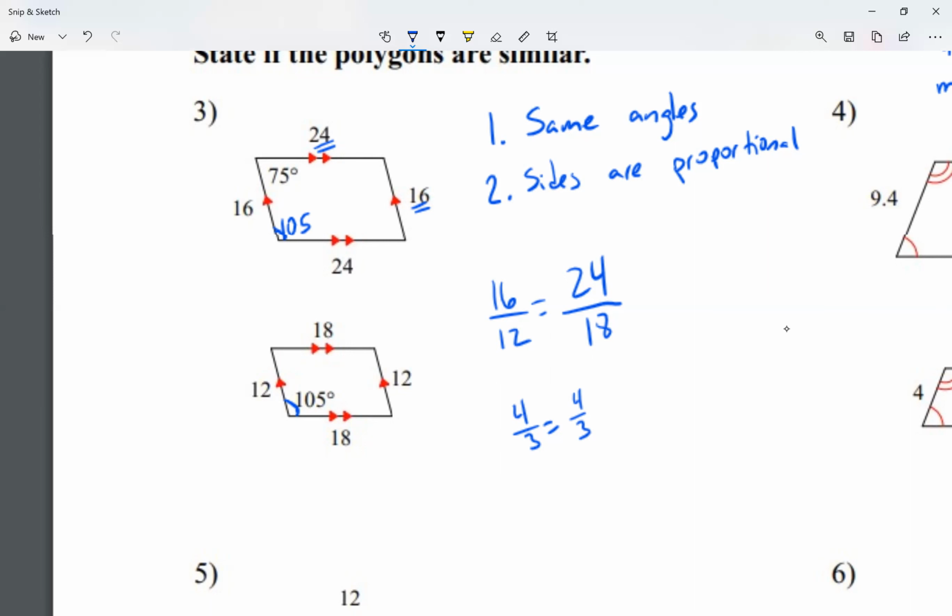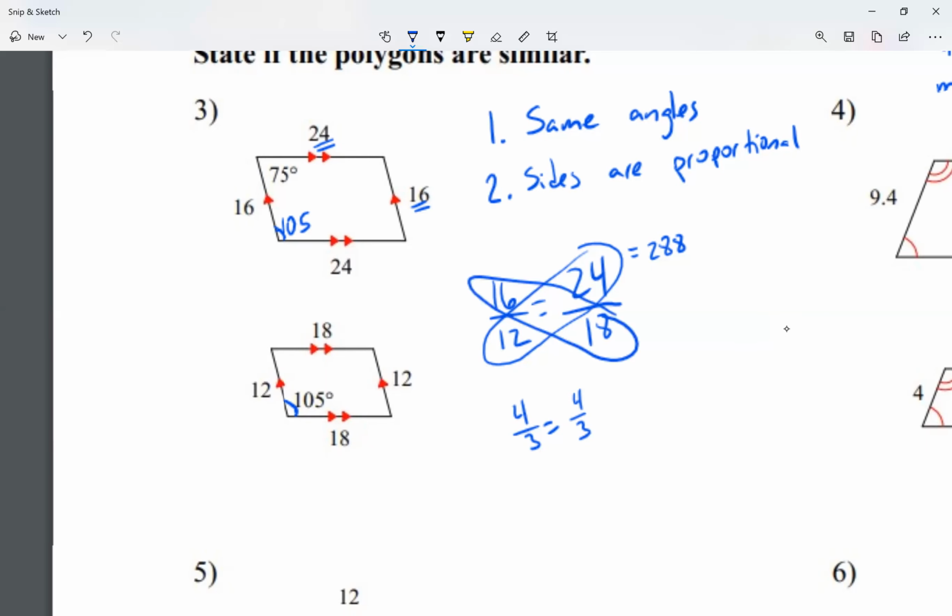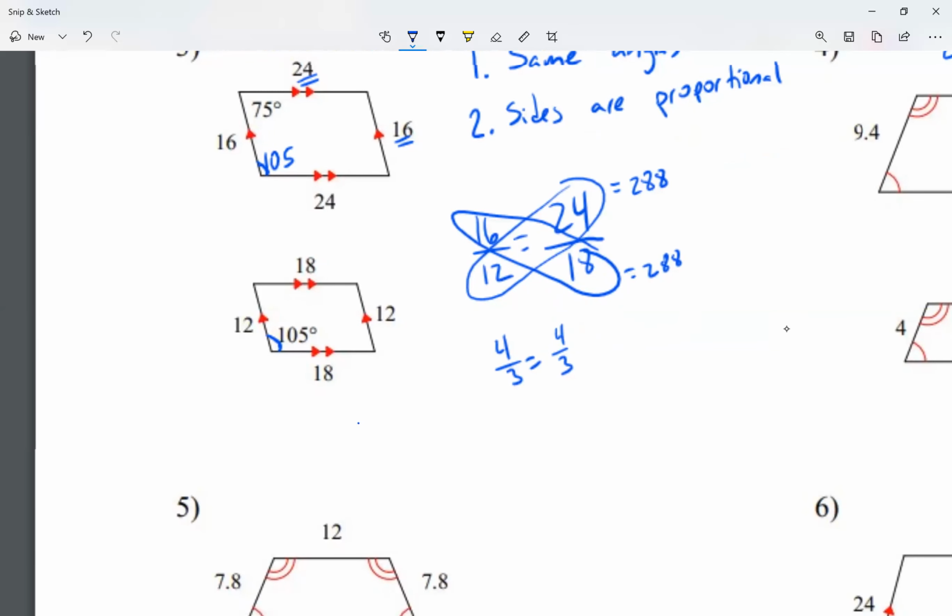If you prefer to cross multiply, we could have gone 12 times 24. You could use a calculator. 12 times 24 is equal to 288. 16 times 18, this is equal to 288. So yes, the sides are proportional. Again, in order for me to say they're proportional, I should either simplify and get the same thing, or cross multiply and get the same result. So the angles are the same, the sides are proportional, the two criteria have been met. So I'm going to say yes, this is similar.